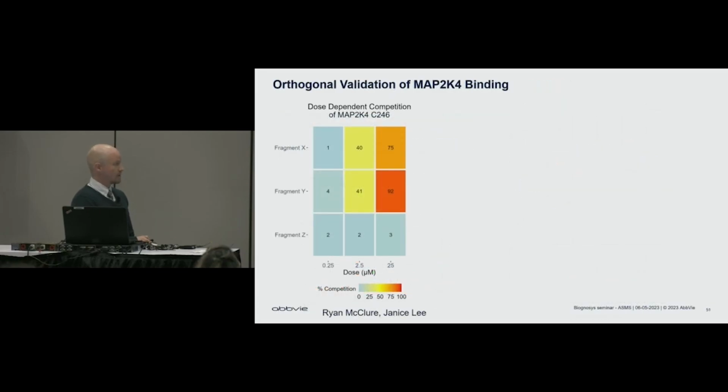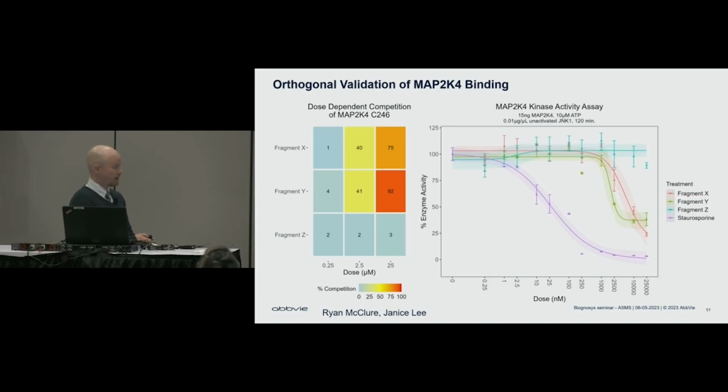So what we did was actually a titration experiment where, again, using our screening platform, we varied the dose at which we were performing our profiling. And so you can see for fragment X and fragment Y, we see really good scaling of the competition ratios with increasing doses. And fragment Z, which was not specific for MAP2K4, we don't see anything at all.